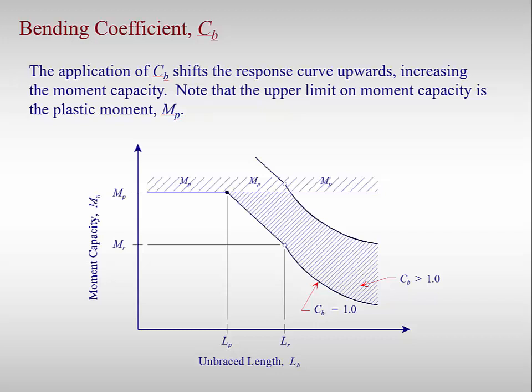Looking at the response curve for a laterally unbraced beam, note that the effect of the bending coefficient C sub B on the moment capacity of the beam is to shift its response curve up by the magnitude of C sub B. Note, however, the upper limit on this increase is always the plastic moment. Again, at the plastic moment, the section is fully yielded and there is no more strength to give. This ends lesson 20.